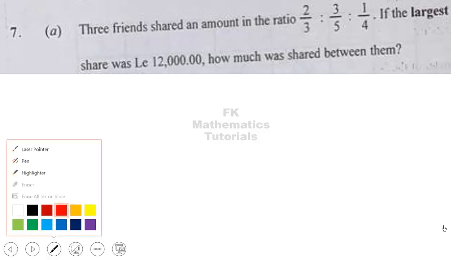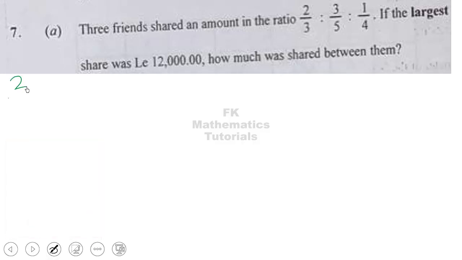Question number 7. 3 friends shared an amount in the ratio 2 over 3 is to 3 over 5 is to 1 over 4. If the largest share was 12,000, how much was shared between them?